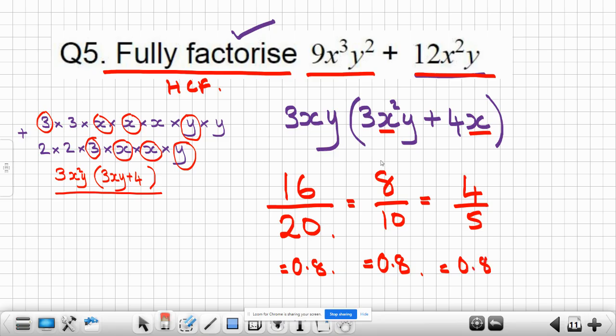So this isn't wrong at this stage. It's just not fully factorised. So we're not looking at the simplest answer to this fraction. If we had immediately gone for divide by 4, then we would have fully factorised.